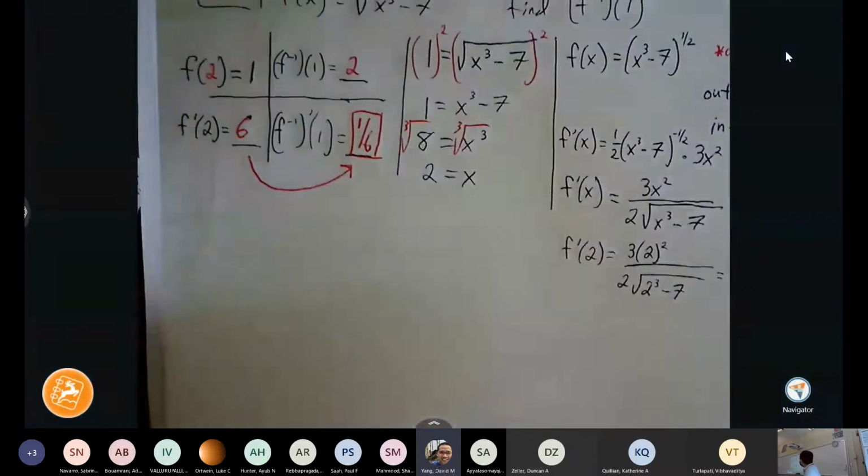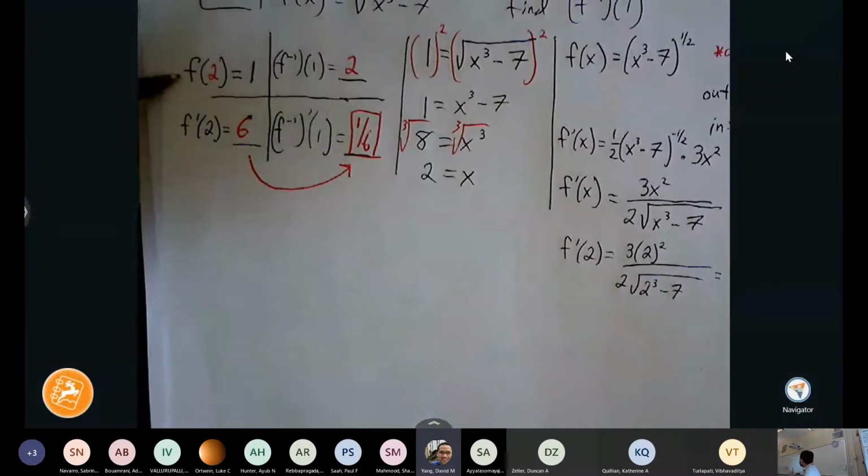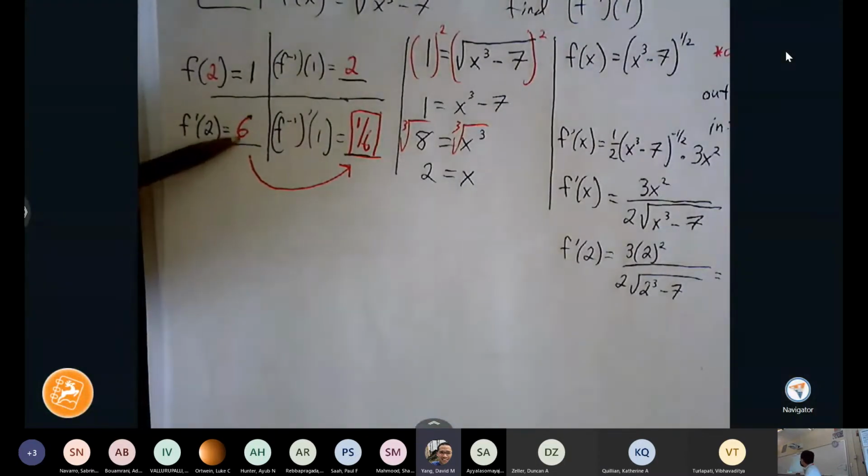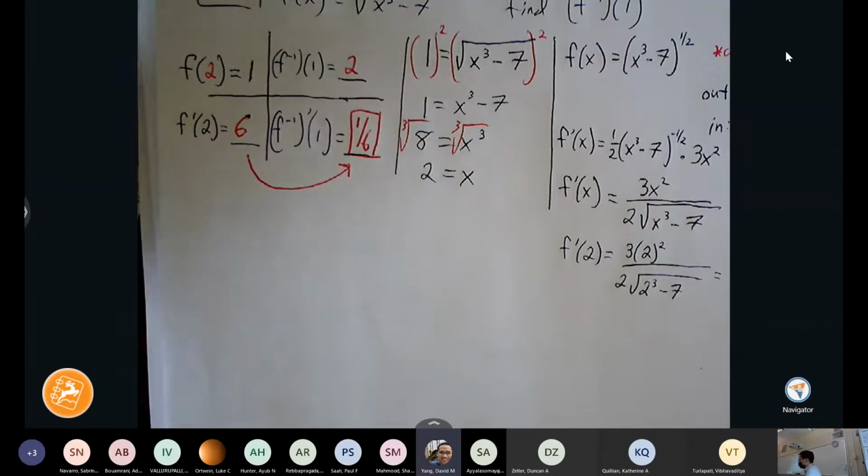Notice all of the work that we did is on the f side of things because that's what we have. And then we just have to take one final step, just being able to understand that the slope that we're after is the reciprocal sitting on the other graph. Okay, any questions?